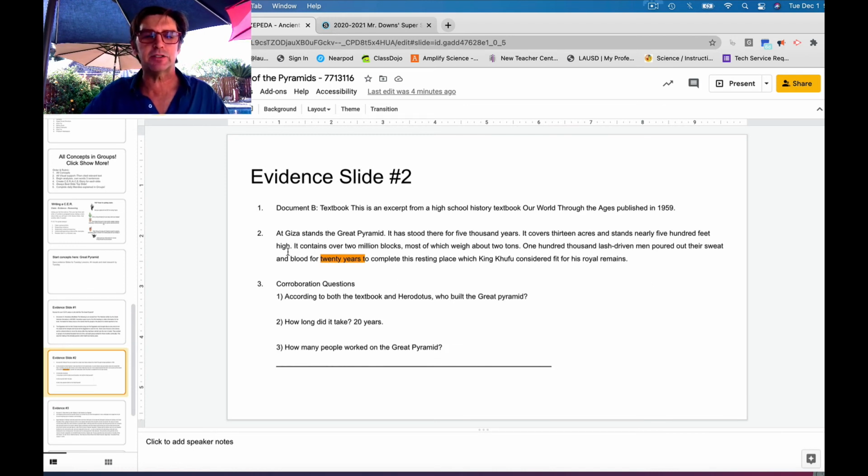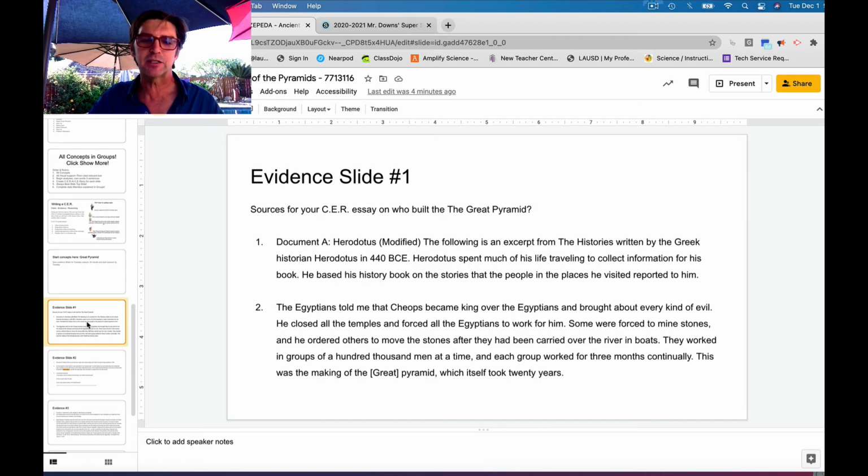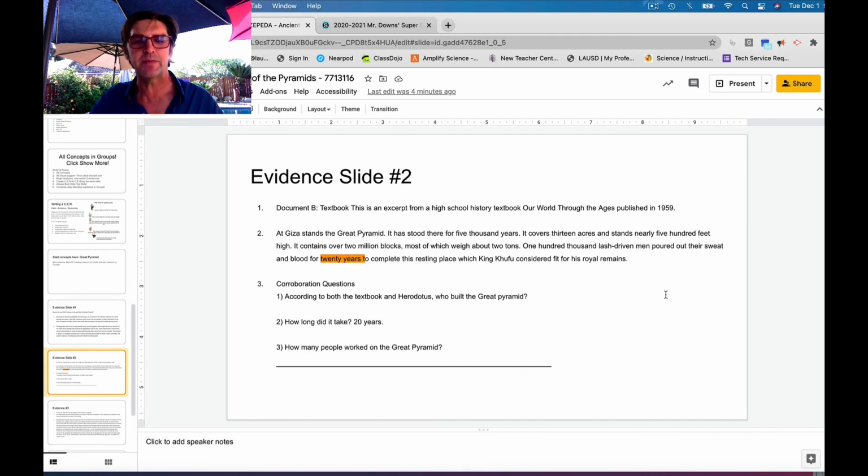Covers 13 acres. It contains over 2 million blocks, most of which weighed about 2 tons. Doesn't matter for our question. 100,000 lash-driven men. So there's another 100,000. That answers how many. Both sources said 100,000 men, so we learned from that. Poured out their sweat and blood for 20 years. And what's the key here for whether they were slaves or free? Lash-driven men. A lash is like a whip. You're not being lash-driven if you're doing it for free and because you want to help because you believe in building the temple. This sounds like slaves.